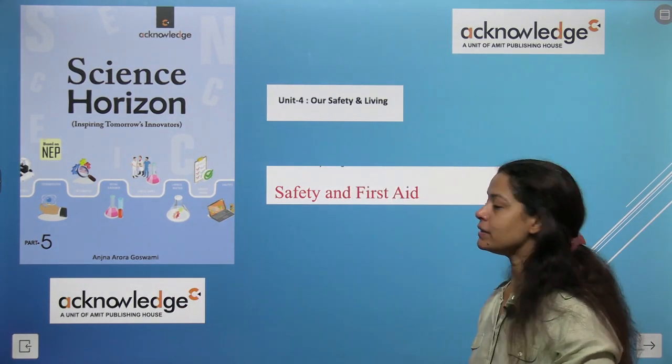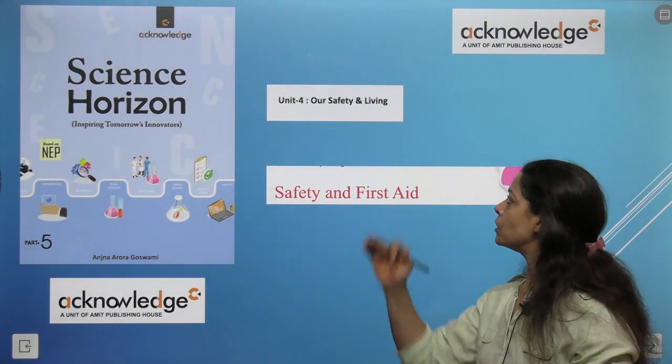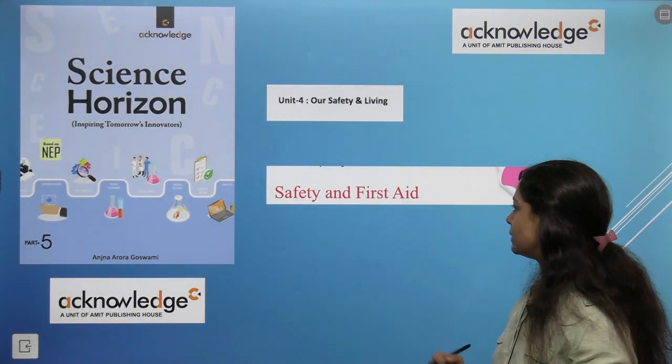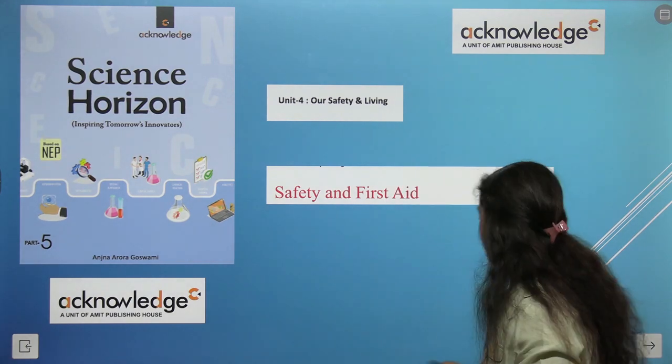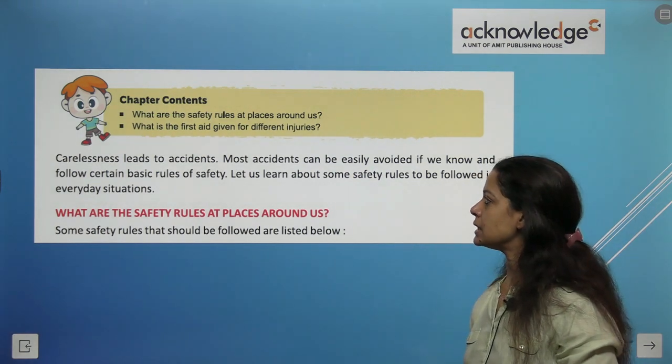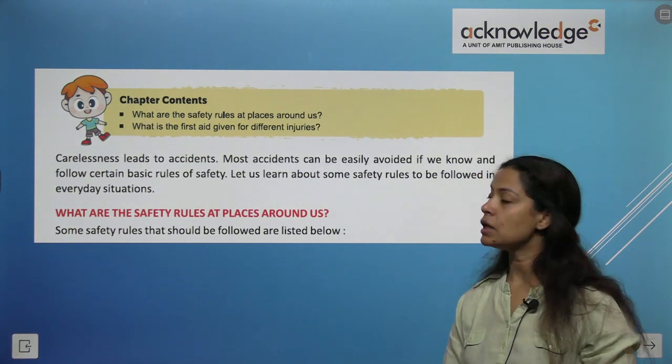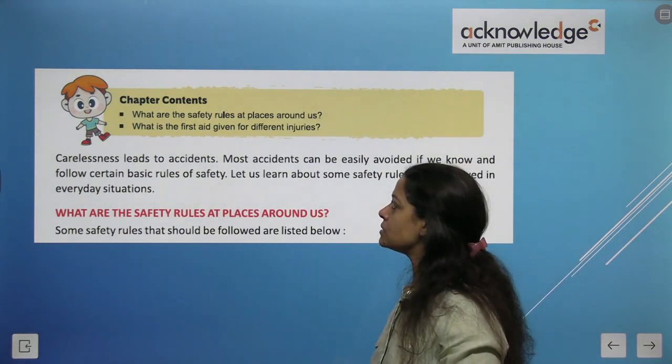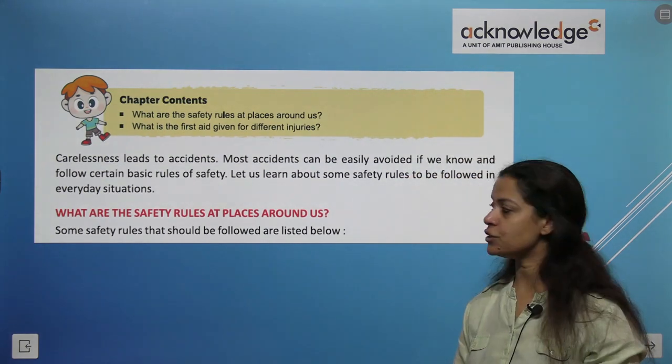So let's see what all we have to study today. Unit 4, our safety and living. Chapter number 6, safety and first aid. So let's begin. Chapter contents are: we have to study what are the safety rules at places around us, what is the first aid given for different injuries.